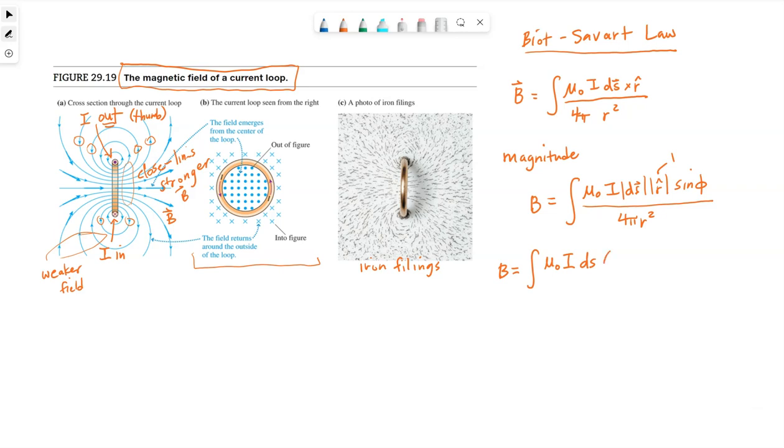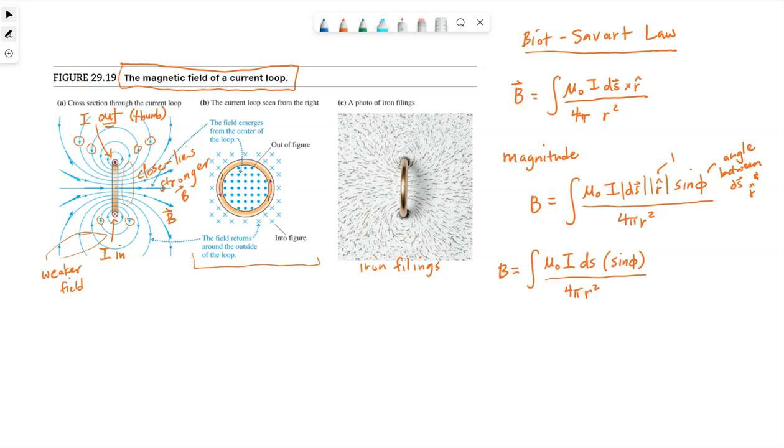Sine of phi. Phi, remember, is the angle between the ds vector and the r hat vector. So we're going to draw that and figure that out as part of our problem. And then over 4 pi r squared.